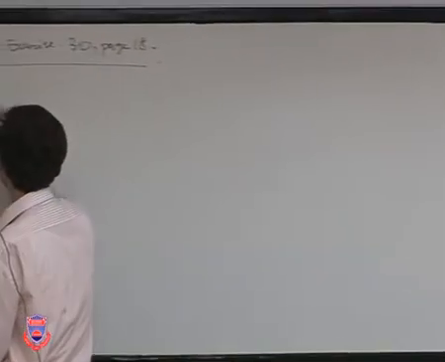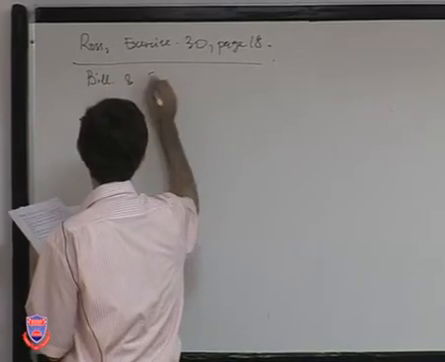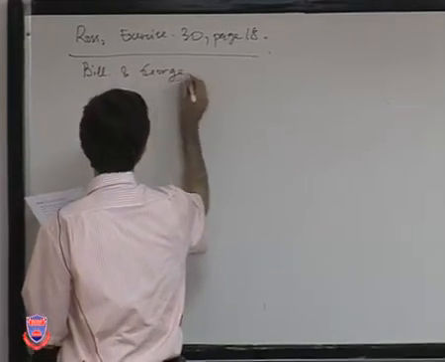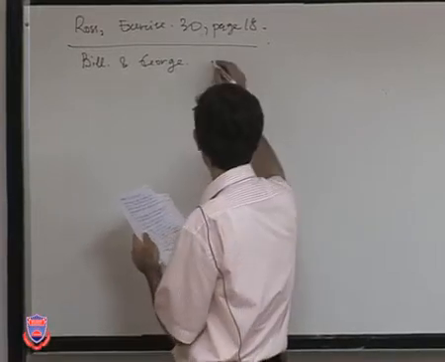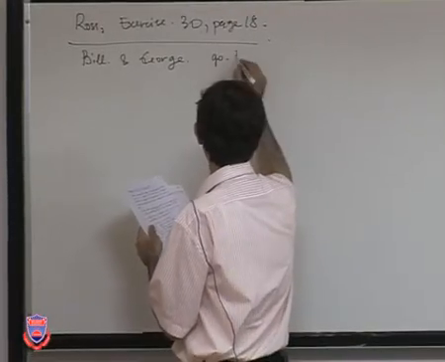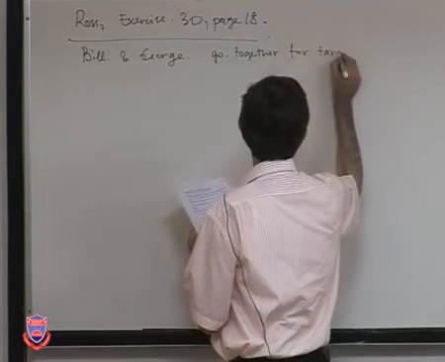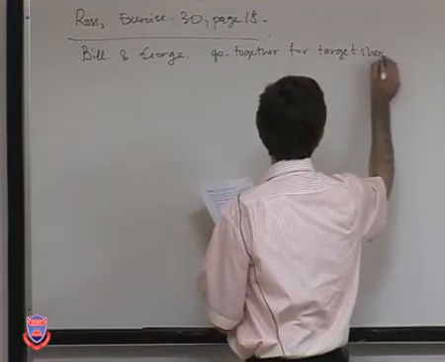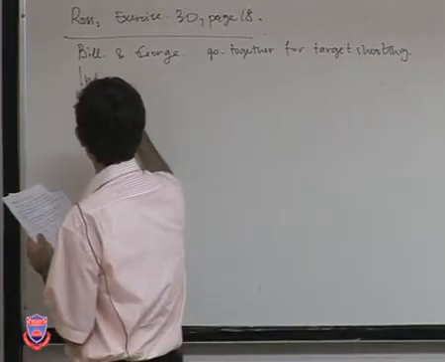Okay, let's take short notes. Two people, Bill and George, go together for target shooting, independent of each other.